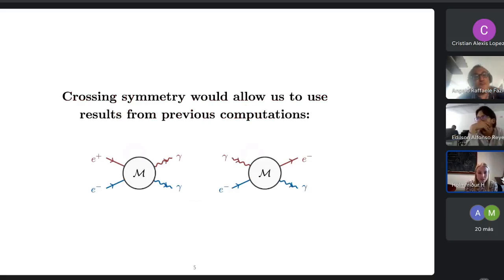But the important thing to know about crossing symmetry is that we like it partially because it would allow us to use results from previous computations. Let's say we've computed the left process here, e+ e- to gamma gamma, to any loop order, 1, 2, 3, or even 120 loop orders, or non-perturbatively. Then we could get the right amplitude here simply by an analytic continuation, which is usually much simpler than starting over again and computing the amplitude from scratch.